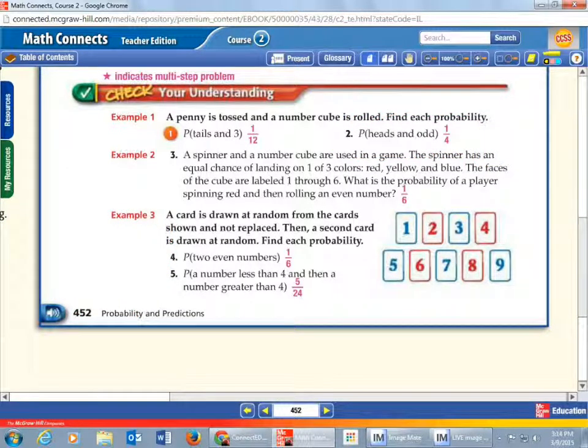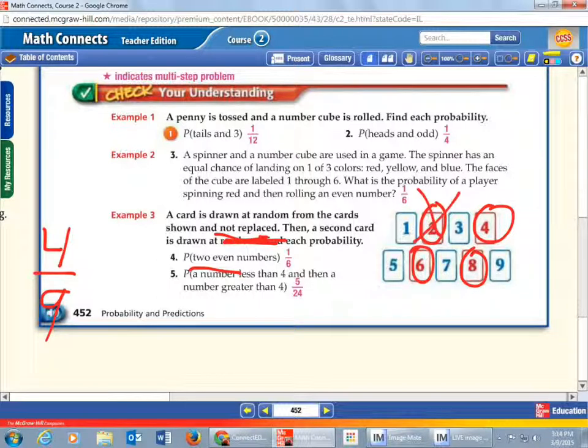Now, here's a sneaky one. Number 4, a card is drawn from the cards shown and not replaced. Then a second card is drawn at random. Find each probability. What's the chances of 2 even numbers? Well, here's even, even, even, even. So that's 4 out of 9. Now, the problem is if I draw one of those even numbers, doesn't matter which one, I now only have 3 even numbers out of, and now that one's gone, so there's just 8. So that is now dependent rather than independent.